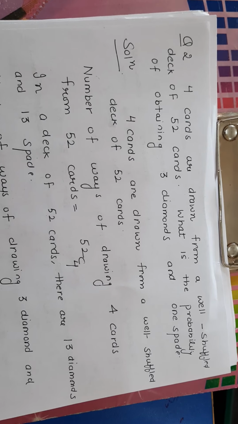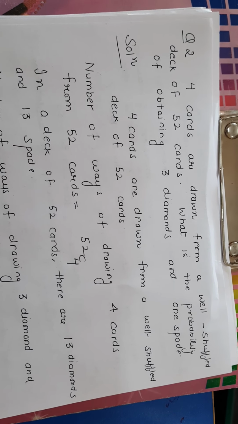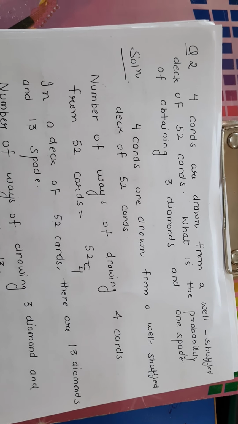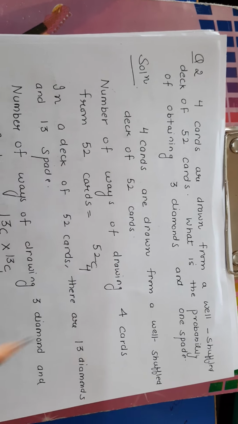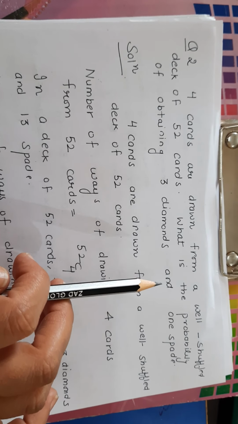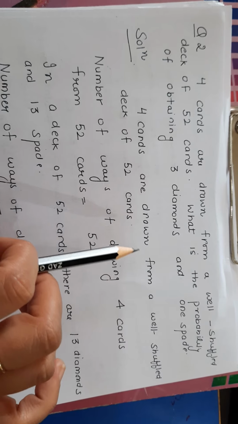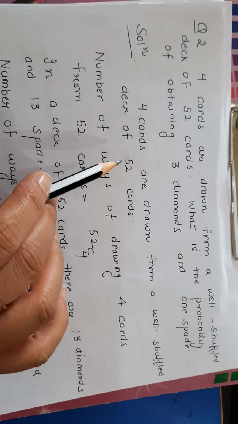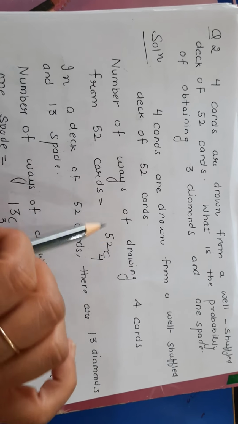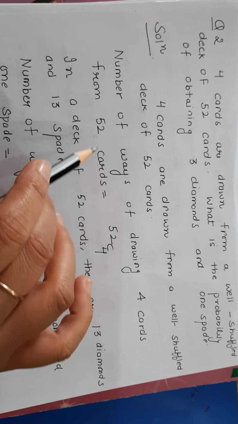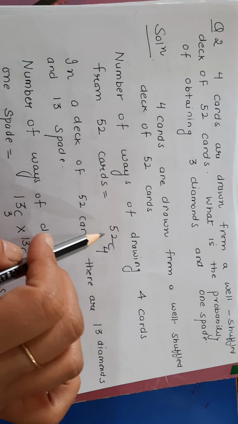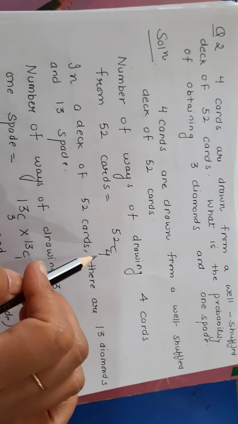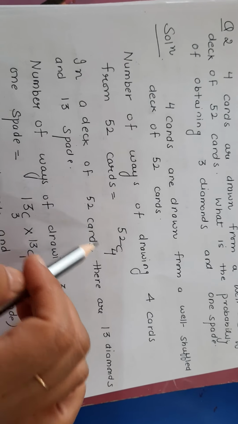Question number 2. 4 cards are drawn from a well shuffled pack of 52 cards. Now what is the probability of obtaining 3 diamonds and 1 spade? Now we have to select 4 cards from the 52 cards, right? So the ways of drawing 4 cards from the 52 cards will be 52C4. Now this is the total outcome of your sample space.